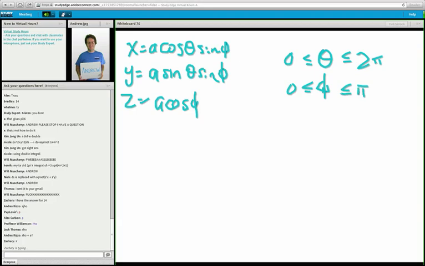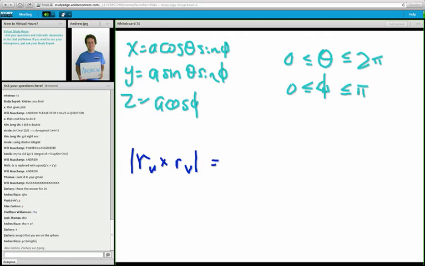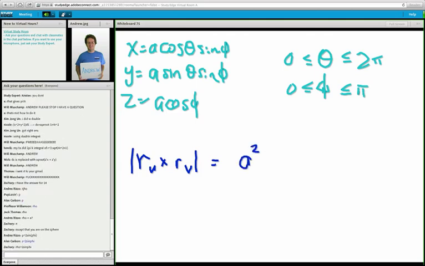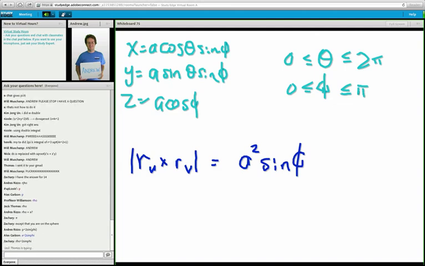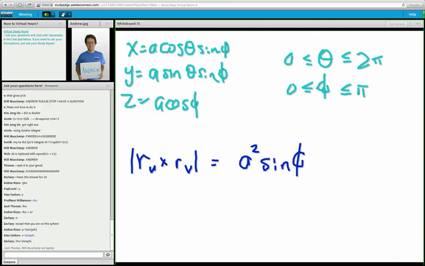Cool? All right, so now step 1's done. Step 2 is r_u cross r_v. I gave you a formula for this, so use it. The formula for a sphere, r_u cross r_v, is rho squared sine phi, so it's going to be a squared sine phi. Step 2 is done. You don't have to compute that massive determinant and blow your brains out because it takes a long time to do. Cool?